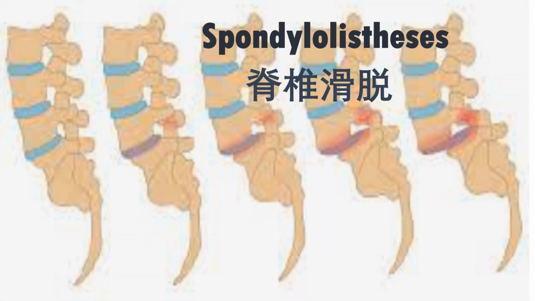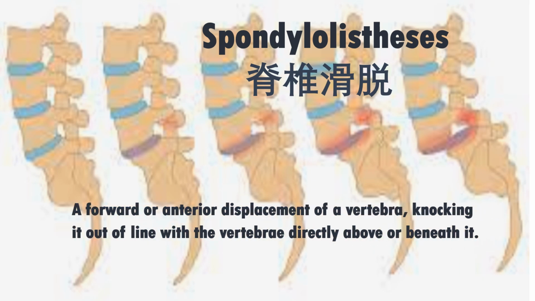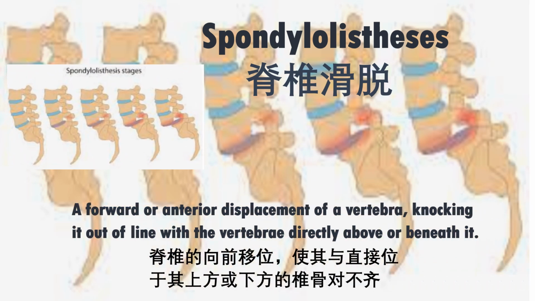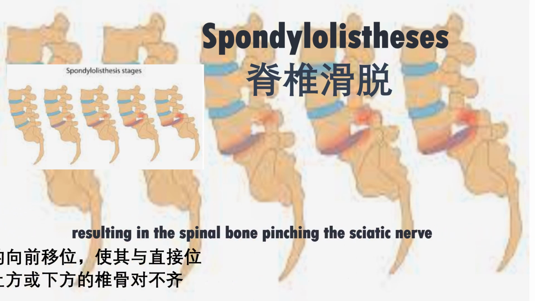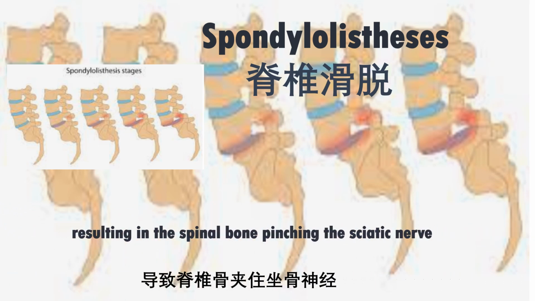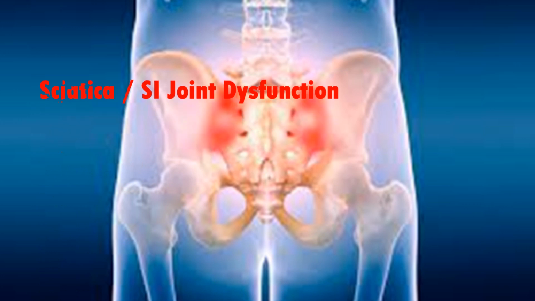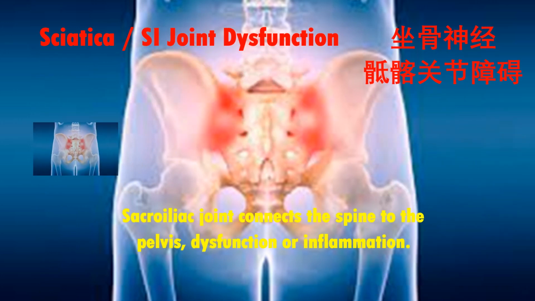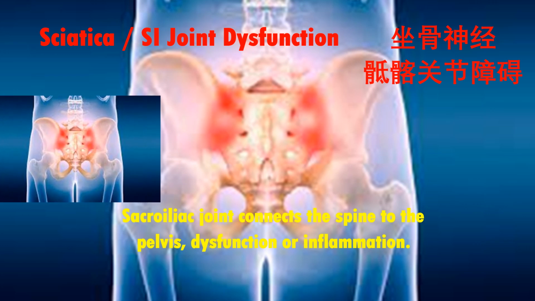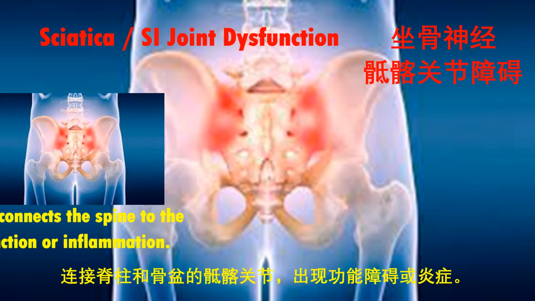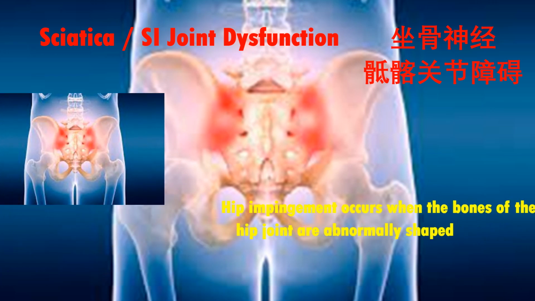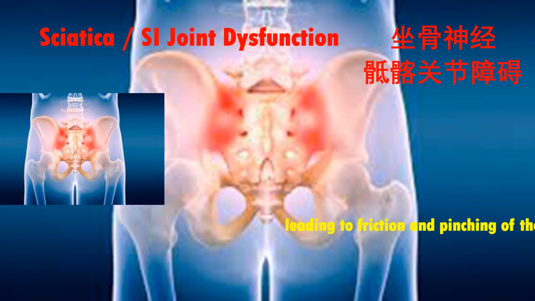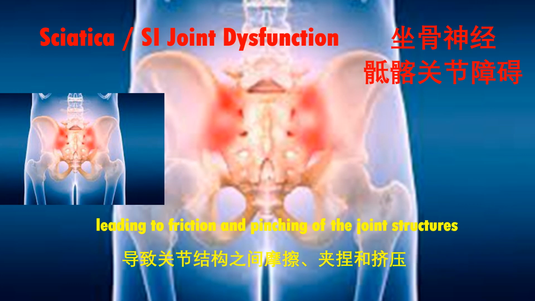Spondylolisthesis, a forward or anterior displacement of a vertebra, knocking it out of line with the vertebrae directly above or beneath it, resulting in the spinal bone pinching the sciatic nerve. Sciatica, SI joint dysfunction. The sacroiliac joint connects the spine to the pelvis, dysfunction or inflammation. Hip impingement occurs when the bones of the hip joint are abnormally shaped, leading to friction and pinching of the joint structures.